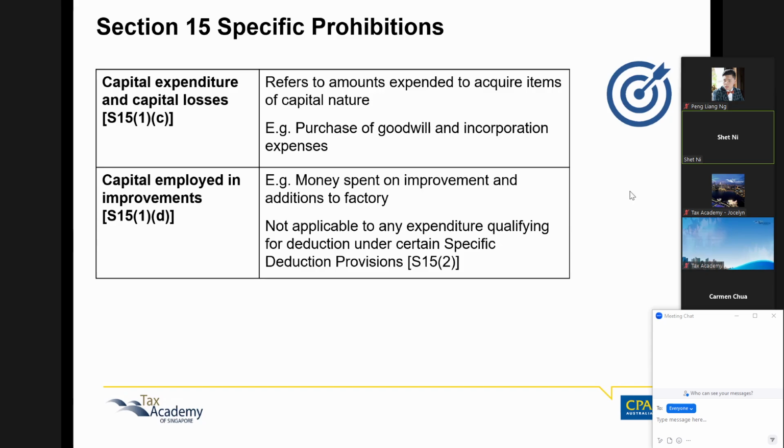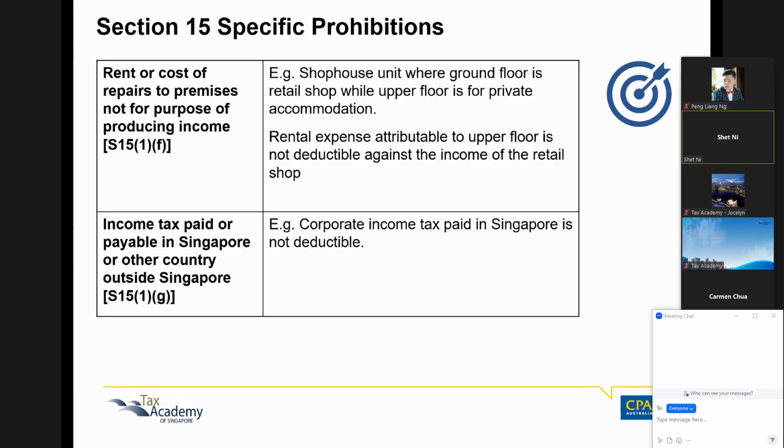It more or less reinforce each other. Under section 15.1f, we are talking about the rental, that if it is not deductible, it is not for producing income. So an example here is a shophouse unit, where the ground floor is a retail shop, while the upper floor is for private accommodation. So the rental expenses attributable to the upper floor is not deductible against the income of the retail shop. Again, you can find a reinforcing section under section 14.